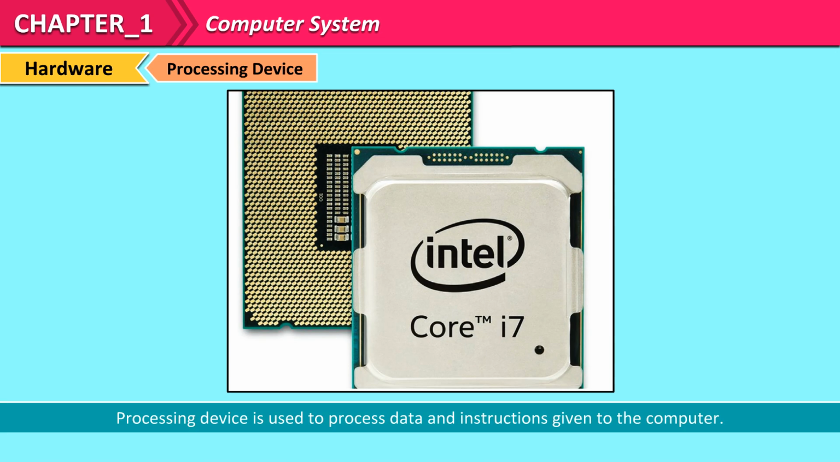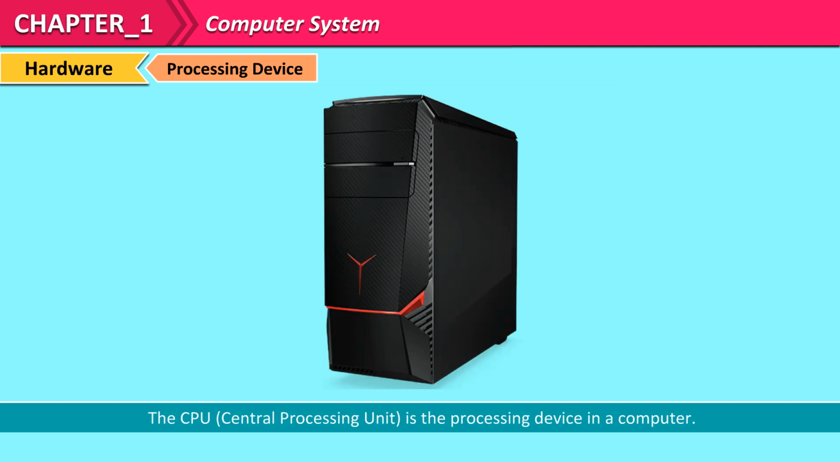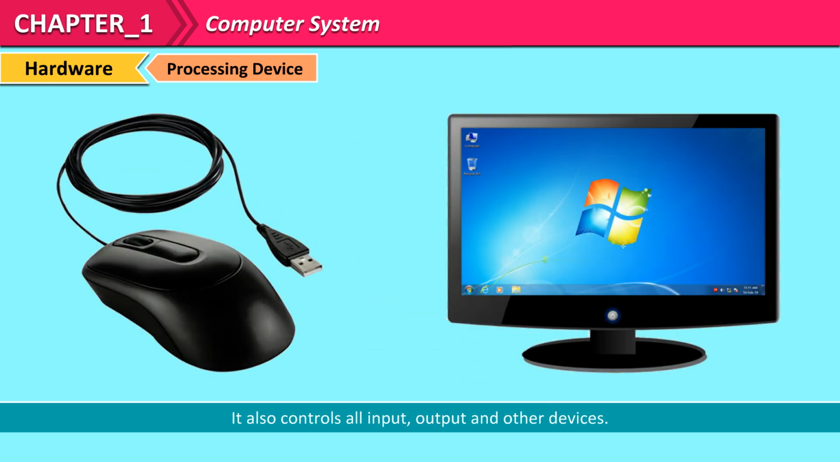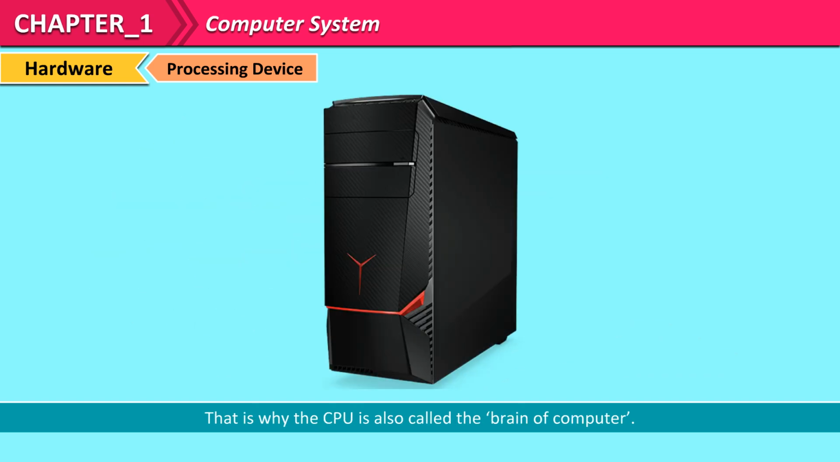Processing device. Processing device is used to process data and instructions given to the computer. The CPU, Central Processing Unit, is the processing device in a computer. It processes data and instructions given by us. It also controls all input, output, and other devices. That is why the CPU is also called the brain of computer.